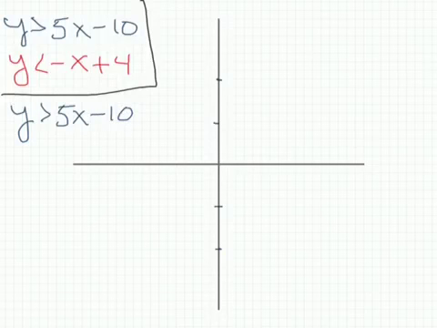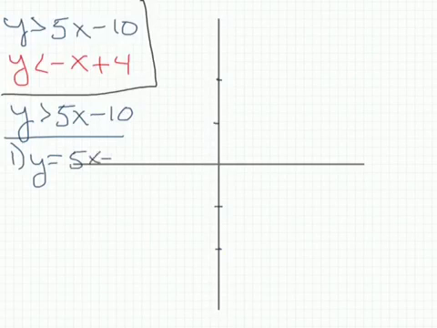Let me fix my 10. So the first thing to do when we're graphing that is to graph y equals 5x minus 10. This line is frequently called our boundary line. So it's in y equals mx plus b form, or slope-intercept form, and we're going to start at our y-intercept down here, which is negative 10.